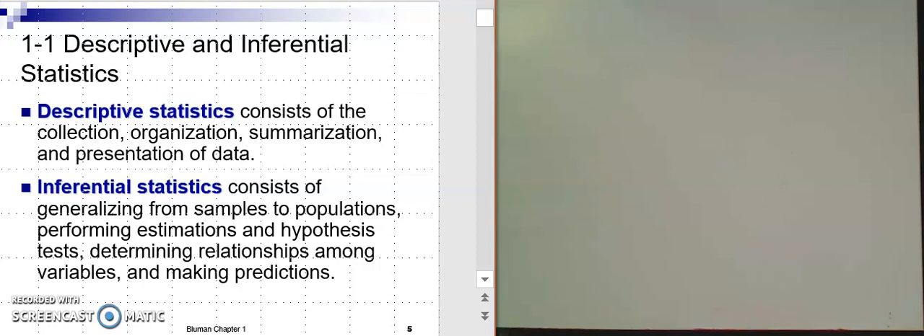Now, what that means is the majority of our class, probably 70%, we're going to spend on descriptive statistics, getting our data together, summarizing, making presentations, that sort of thing. But the meat of the course is in inferential statistics, where you can generalize attributes of a population based on information that you gather from samples. Maybe even make predictions. So we're going to get into that as well, but to begin with, we're going to look at descriptive statistics.